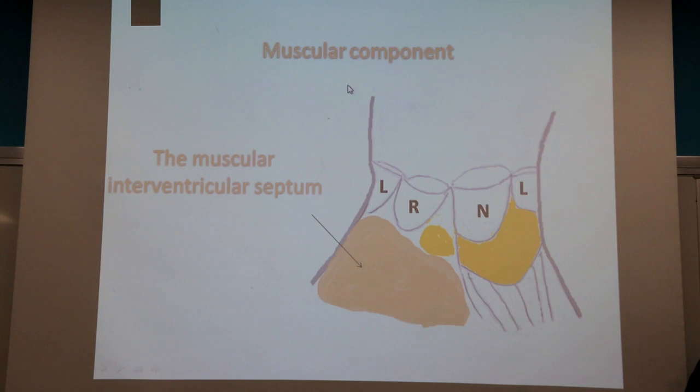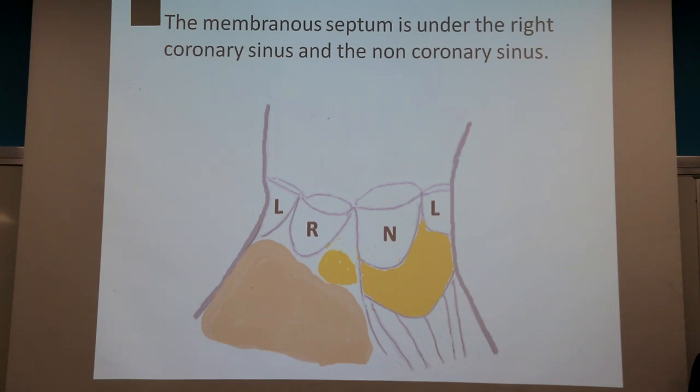While the muscular component is the muscular interventricular septum. So it has a fibrous component and a muscular one. The membranous septum is under the right coronary sinus and the non-coronary sinus. It is always here, between the non-coronary and the right coronary sinus. It is very important in surgery because of the conductive system and the His bundle. We try to avoid cutting here at all.